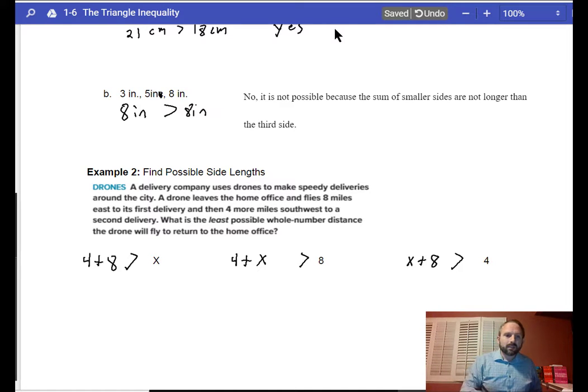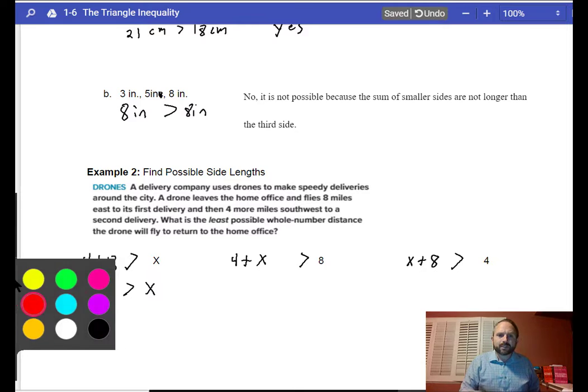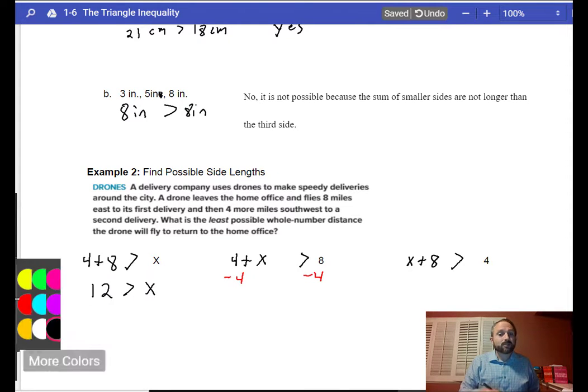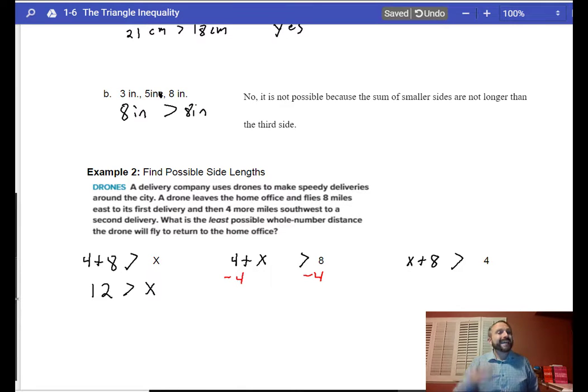All right, well, we know that then 12 has to be bigger than x. Okay, well, we added. Cool. So x has to be smaller than 12. All right, cool. Now to solve this, I'm going to subtract by 4 on both sides because I'm going to use the subtraction property of inequality. And I get x has to be larger than 4. Cool, so x has to be bigger than 4, but less than 12.